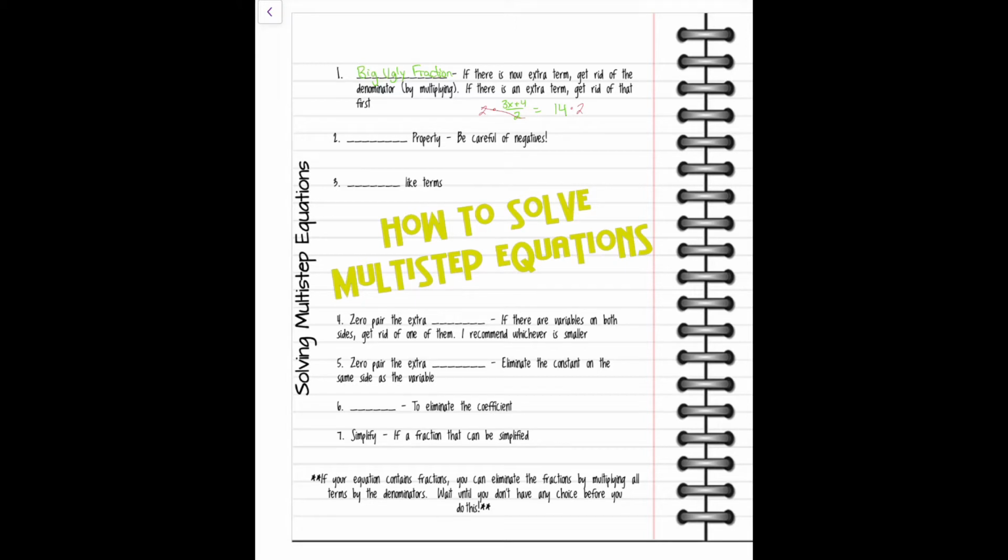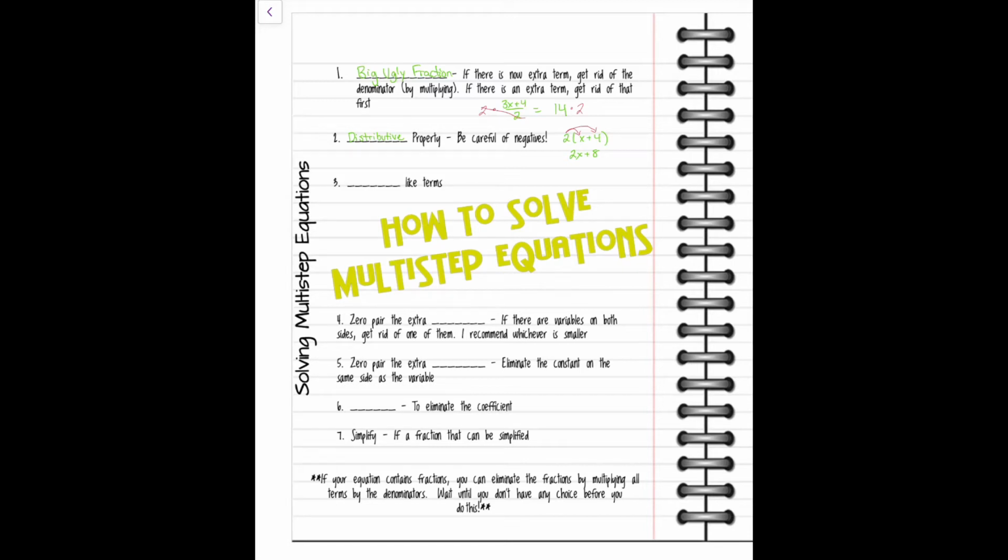Once I get rid of my big ugly fraction, I want to use the distributive property. So the distributive property is when you have a number outside of a set of parentheses, and you get rid of those parentheses by using the property. So you would multiply 2 by everything that's on the inside. So 2 times x would be 2x, and 2 times 4 would be 8. So that lets us get rid of those parentheses and move on to the next step of solving our equation.